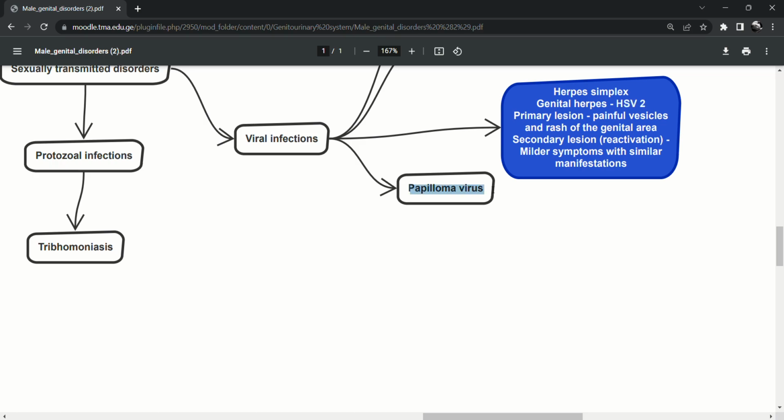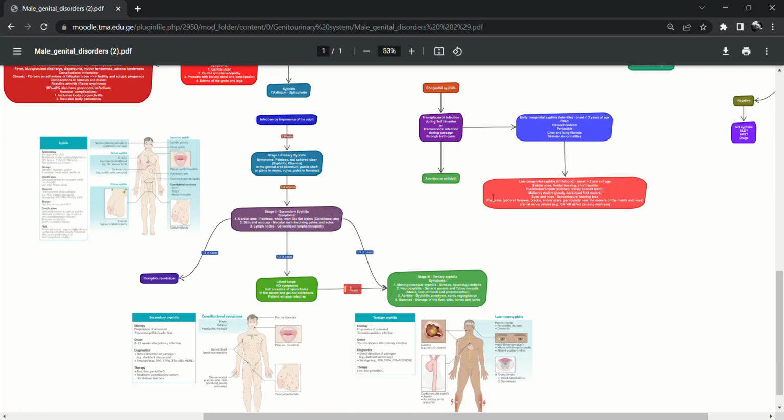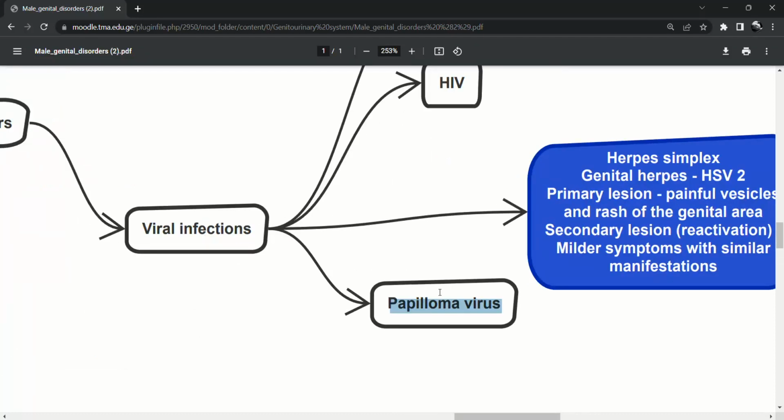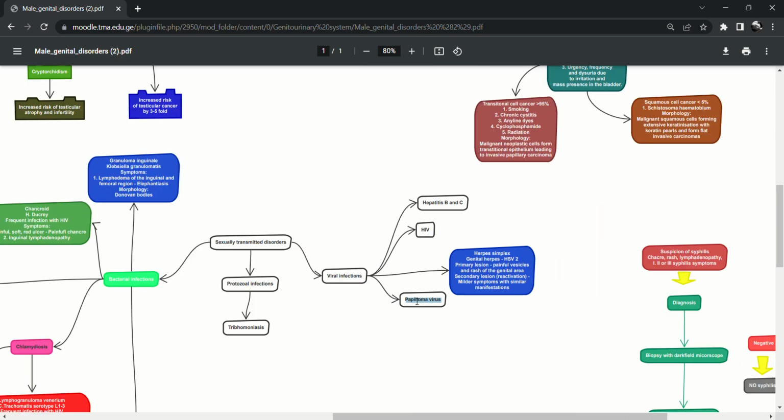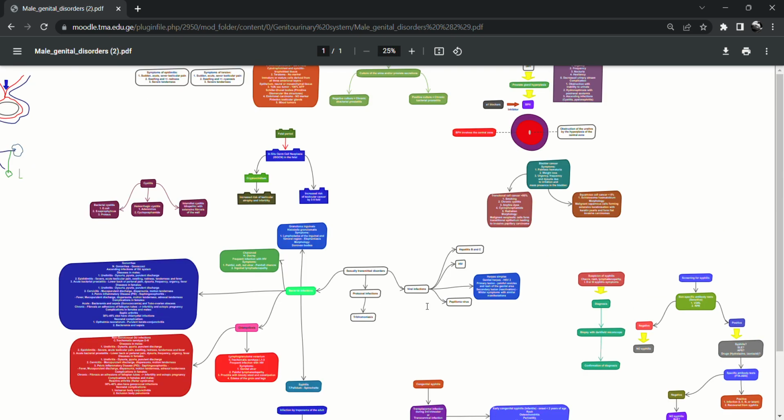And lastly, we have papillomavirus that we already know. It can cause penile cancer in men. It can be invasive or non-invasive penile cancer.